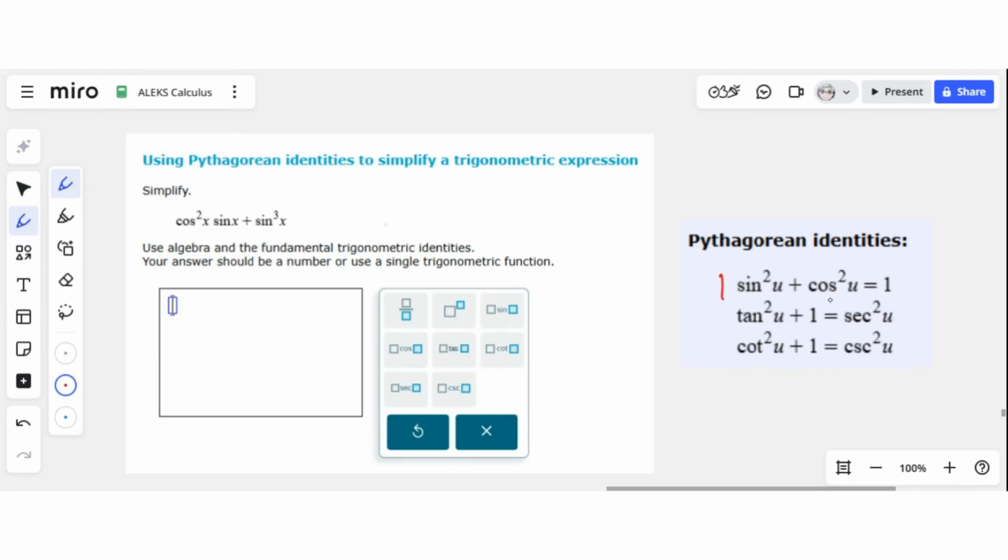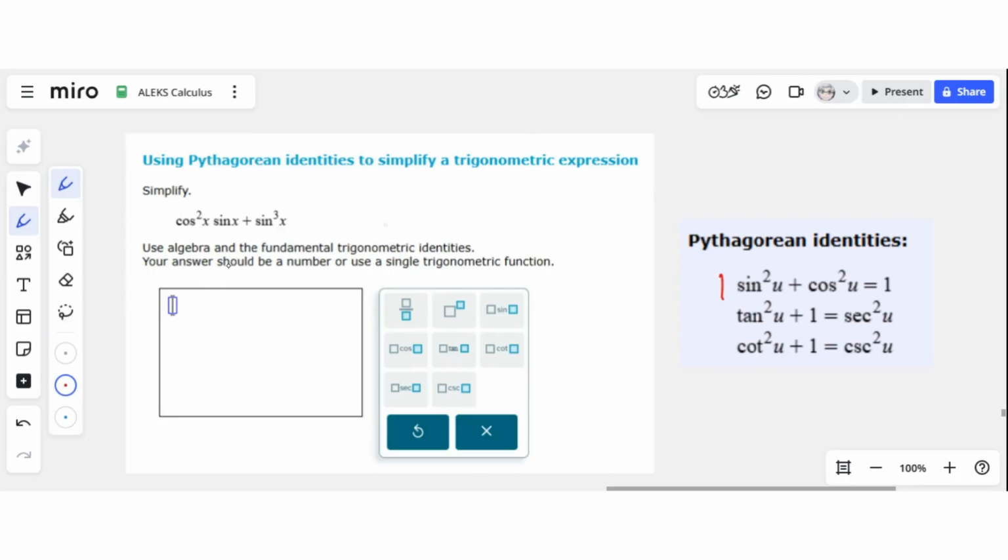This one, definitely keep your eye out for. Anytime you see sine squared plus cosine squared, you can replace it just with the number 1, which is pretty cool. These others, tan squared plus 1 equals the secant squared, and cotangent squared plus 1 equals the cosecant squared. Those will pop up from time to time as well. So let's see what we can see in this one.